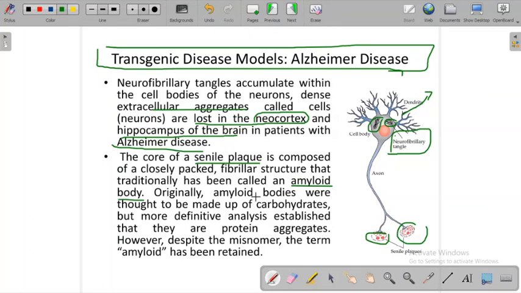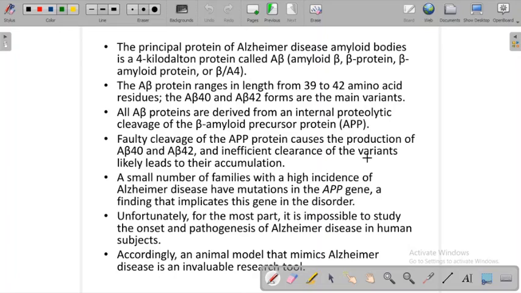Originally amyloid bodies were thought to be made up of carbohydrates. Previously researchers thought that it is made up of carbohydrates, but more definitive analysis established that they are protein aggregates. However, despite this misnomer, the term amyloid has been retained. Amyloid is kind of like protein bodies. The principal protein responsible for these amyloid bodies is a 4 kilodalton protein, called A beta, that is amyloid beta, or the beta slash A4 gene also.